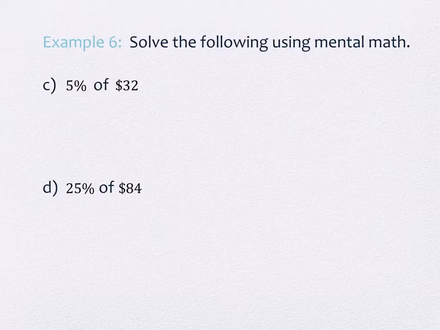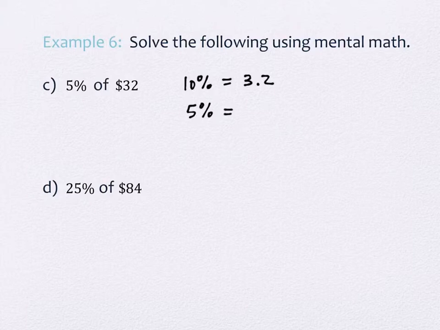10% divided by 2. So what is 10% of 32? 3.2. And what would be 5% then? Yeah, it'd be 1.6. It's not quite as simple as the last one just because of the number that it happened to be. But we can still divide 3.2 by 2. We get 1.6, and it's still dealing with dollars, so it's $1.60.